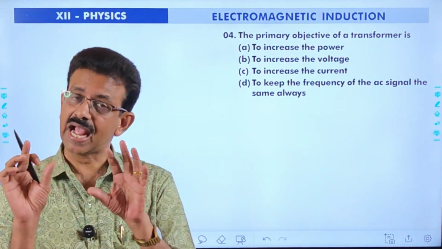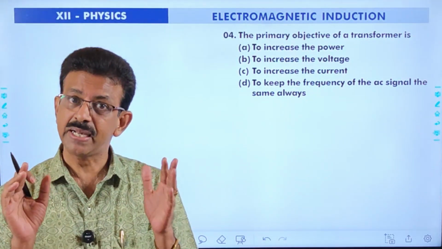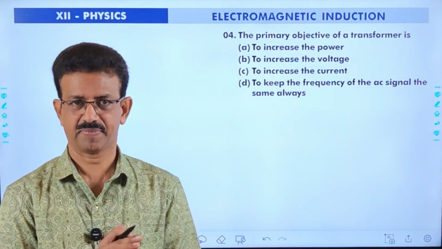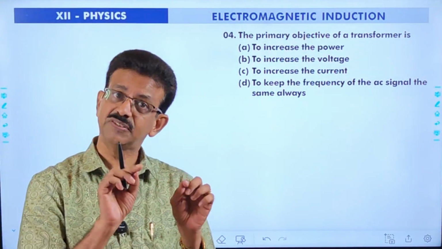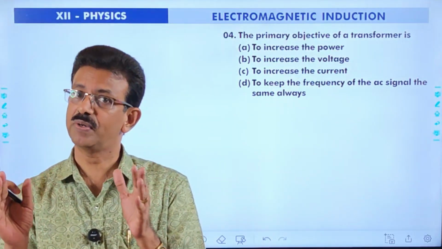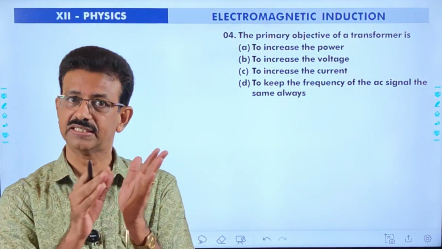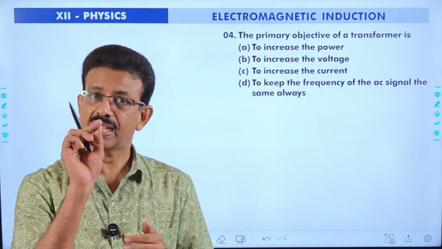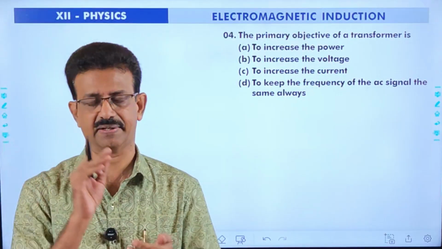A primary and a secondary coil will be wound over a laminated soft iron core. That's the constructional details in short. Now, the underlying principle is the phenomenon of mutual induction. From primary to secondary, without any direct contact, the signal is transferred. That is, the underlying principle is the phenomenon of mutual induction.